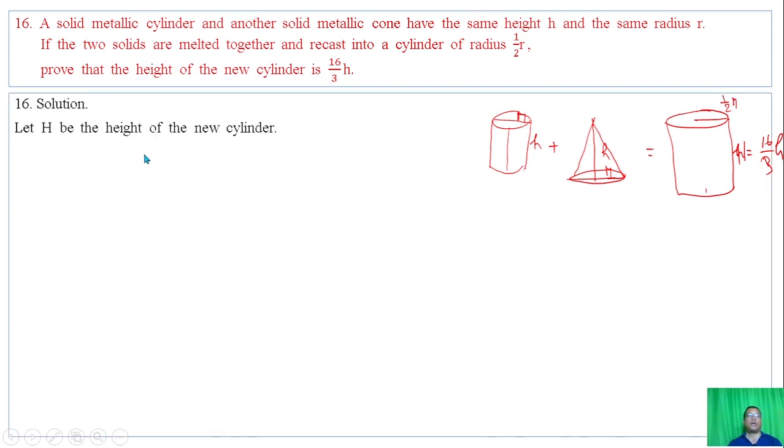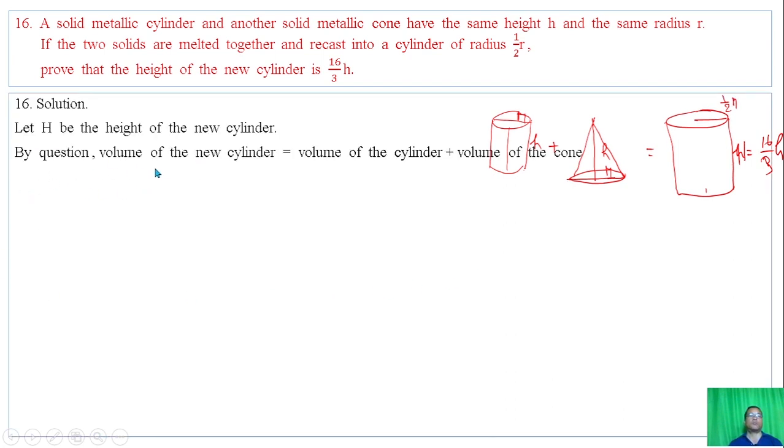Let capital H be the height of the new cylinder. By question, volume of the new cylinder is equal to volume of the cylinder plus volume of the cone. Volume of the new cylinder pi r square is equal to volume of the old cylinder pi r square h plus volume of the cone 1 by 3 pi r square h. Simplify, we get capital H equal to 16 by 3 times of small h. Hence proved.